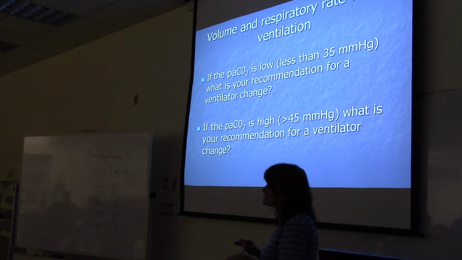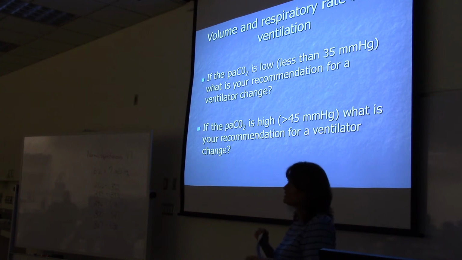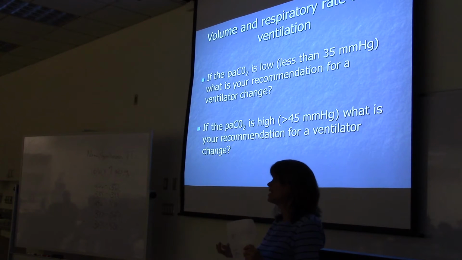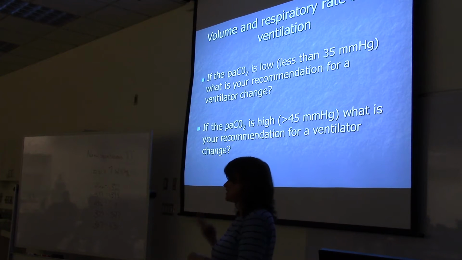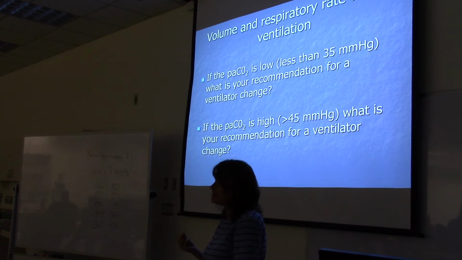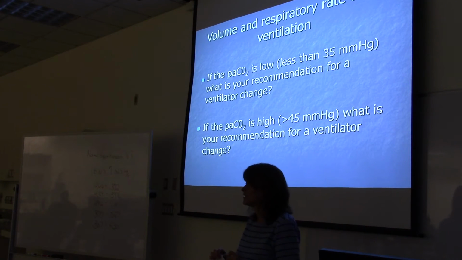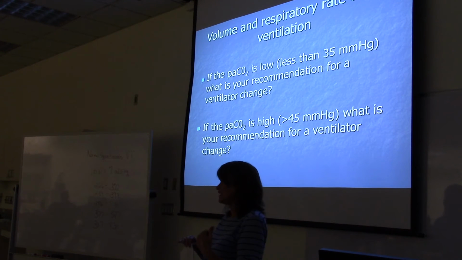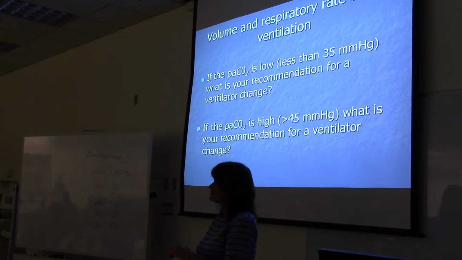So your patient's in the hospital, they're on the ventilator, you've got your blood gas, and the CO2 is high. You've got two choices, increase tidal volume, increase rate. What are you going to check first before you make a recommendation? You want to make sure tidal volume is in the normal range. And if it is, then increase the rate.